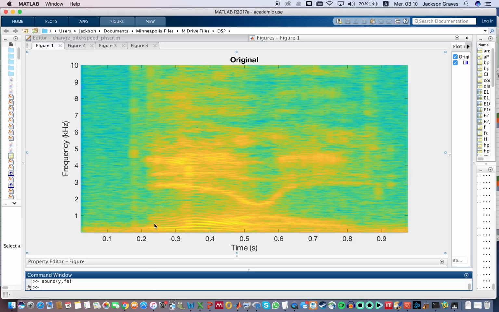But you should also notice what's called the harmonic structure of the sound. That's these more fine-grained horizontal stripes that are visible here. These are the individual harmonics of the sound, and the further apart these harmonics are spaced, the higher the pitch is. The closer together they are, the lower the pitch is.